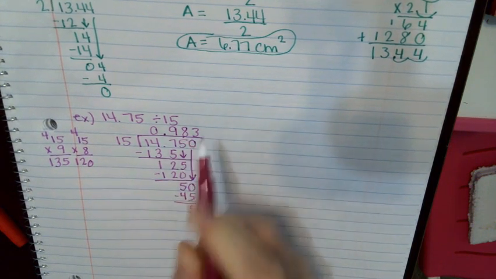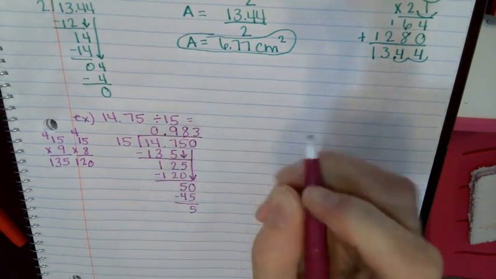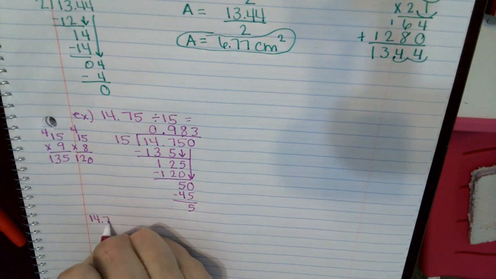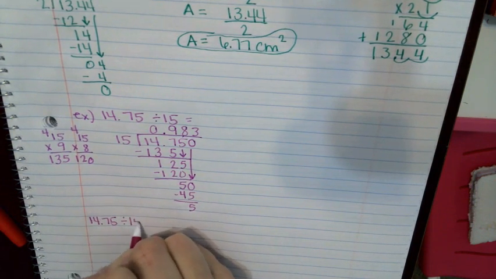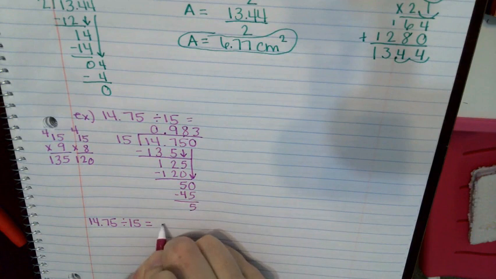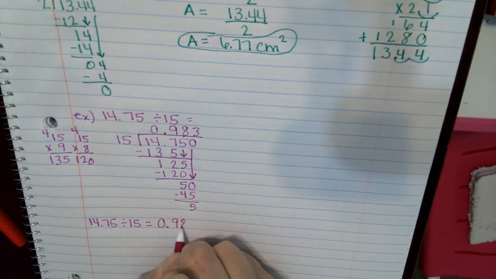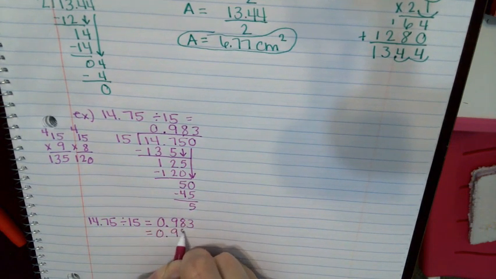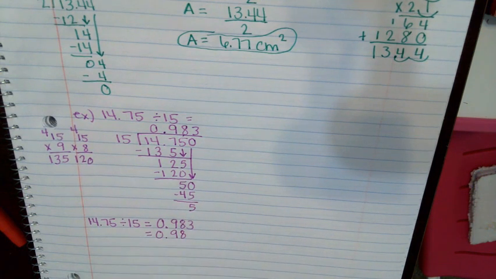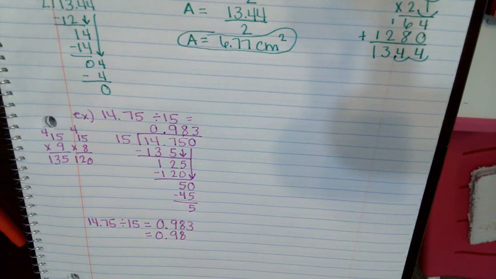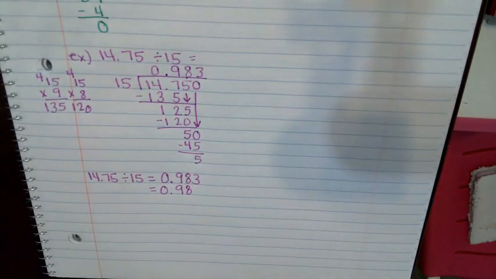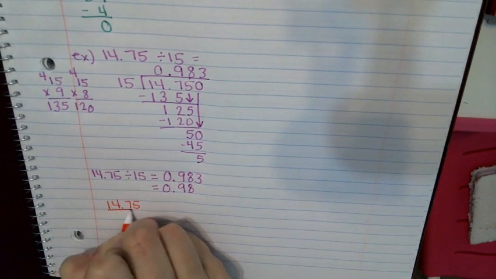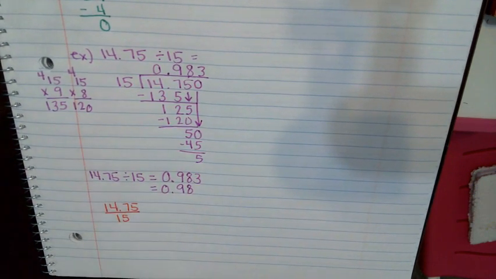Subtract and get 5. So I could write down the answer, let's write it down here. Can you see it? Okay. So 14 and 75 hundredths divided by 15 is equal to 983 thousandths, or you could round it to 98 hundredths because the 3 drops off there. Another way that I could have written this problem is like this: 14 and 75 hundredths divided by 15. Okay, you might see it that way too.